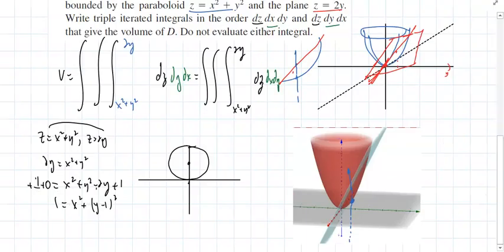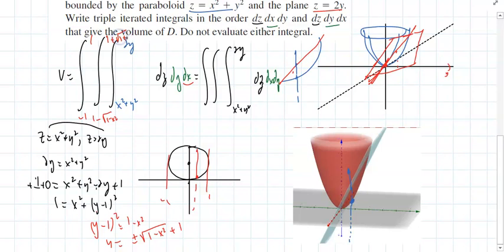That you must get. Now it's a matter of thinking: if I'm going to do dx, x is going to run from negative 1 to positive 1. And that means y is going to run from what to what? (y minus 1) squared is going to equal 1 minus x squared. So y is going to equal plus or minus the square root of 1 minus x squared, plus 1. So that goes from 1 minus the square root of 1 minus x squared to 1 plus the square root of 1 minus x squared.